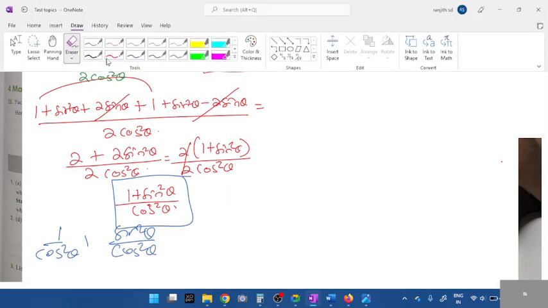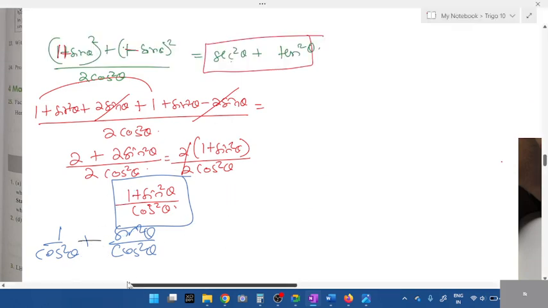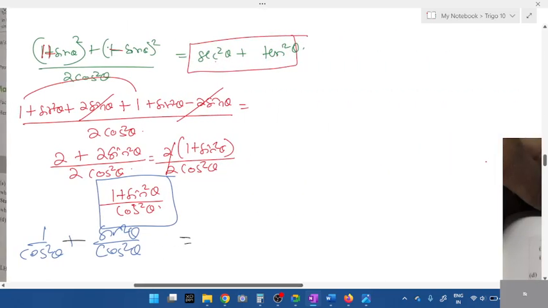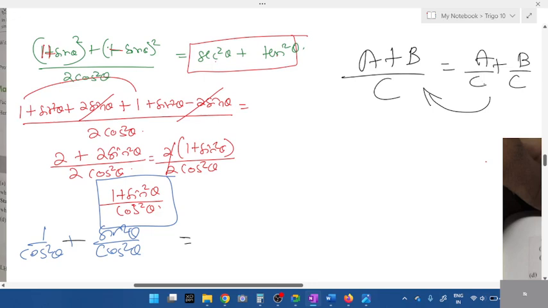So this was board exam 3 marks. How many marks question is this? 3 marks question. You can split. Remember this, whenever you have a common denominator, a plus b divided by c, you can write it as a by c plus b by c. And the opposite is also same. When the denominator is same, keep it as it is. So this part becomes sec square theta plus tan square theta.